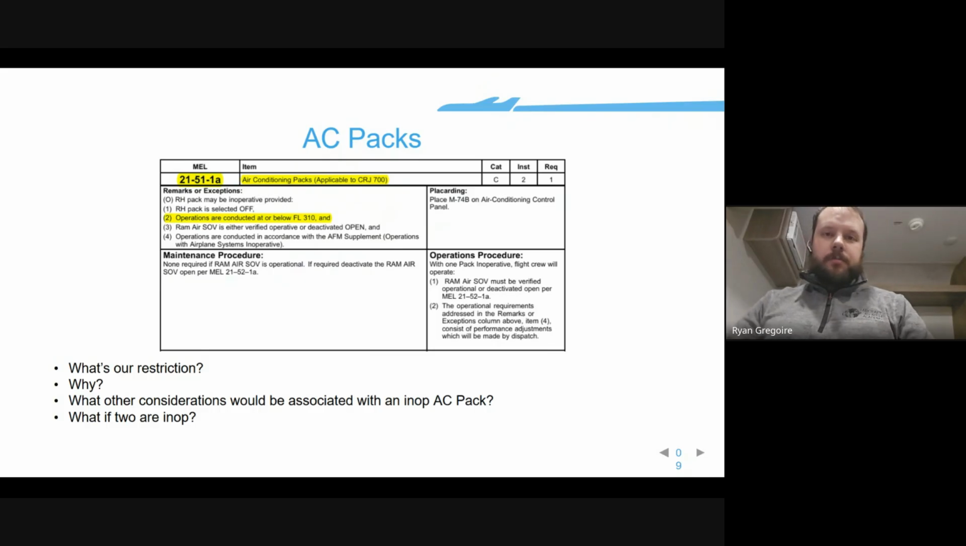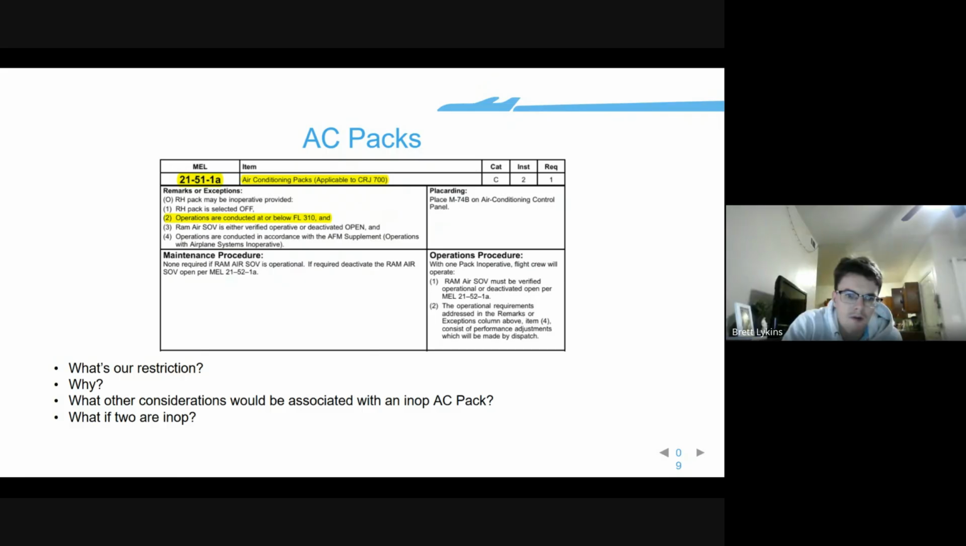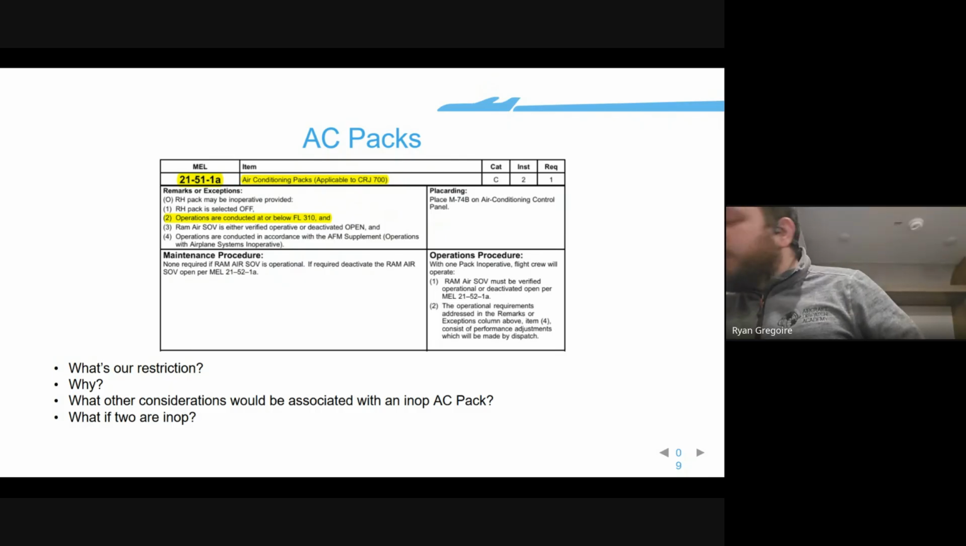Brett. You have to operate below flight level 310. Yep. Operations are conducted at or below flight level 310. Again, we talked about why. Because we have lost our backup system. As Jaden pointed out, that puts additional strain on the remaining system, and we do not want to risk failure or the consequences of failure of the remaining AC pack.